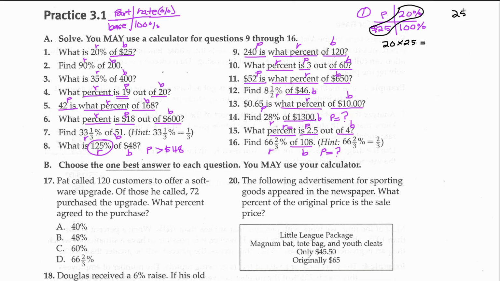20 times 25. Notice I put my 0 out. 0 I drop down. 2 times 5 is 10. Write only 0, carry 1. 2 times 2 is 4, plus 1 is 5. So we have 500. And that's step 1.